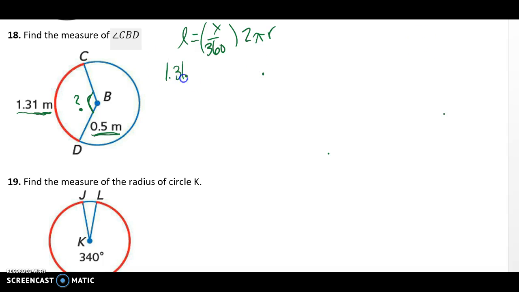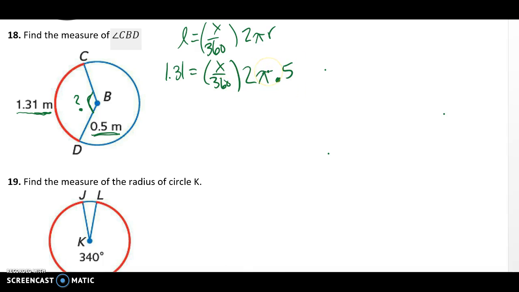So 1.31 equals, now we still got this x over 360, times 2 pi and 0.5. Okay? So now we got to solve for this x. We got to get it by itself. We got this 2 pi and this 0.5 over here. We need to divide by that.